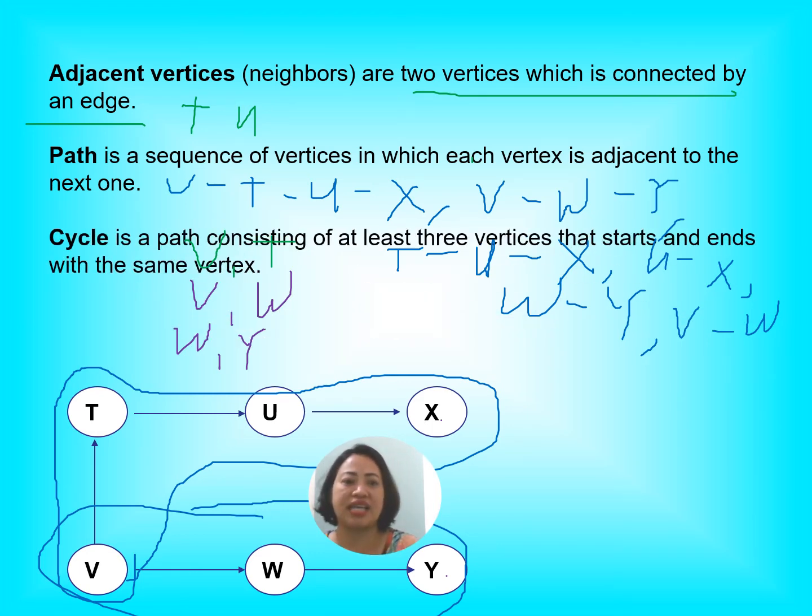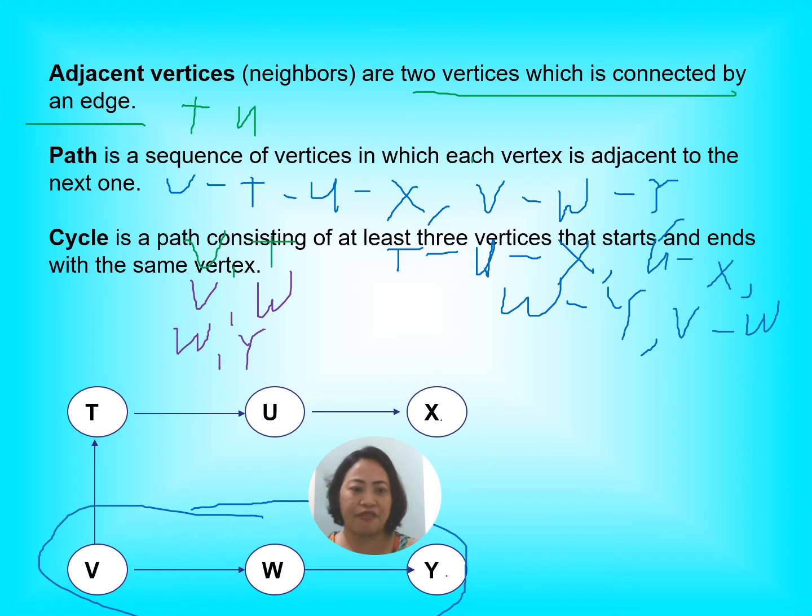Next, when we say cycle, so cycle means it is a path consisting of at least three vertices that starts and ends with the same vertex. Right? It starts and ends with the same vertex. Okay, in our given example, do we have a cycle? Minimum of three vertices. Okay, so do we have here a cycle? Let's have from T to U to X.